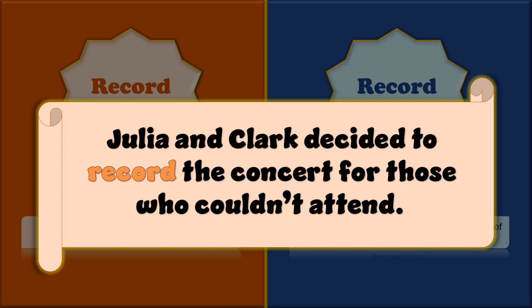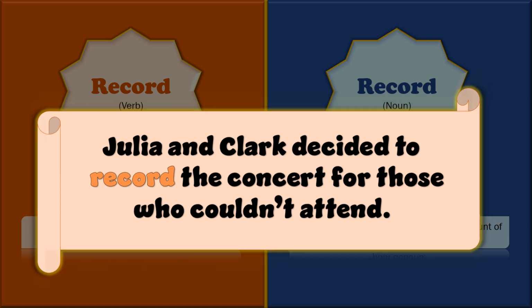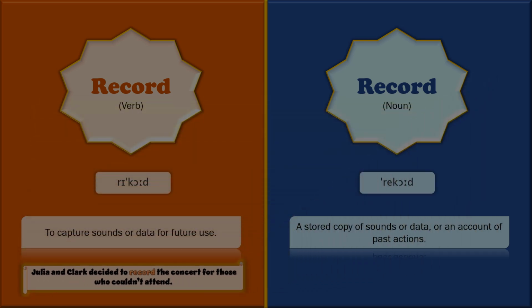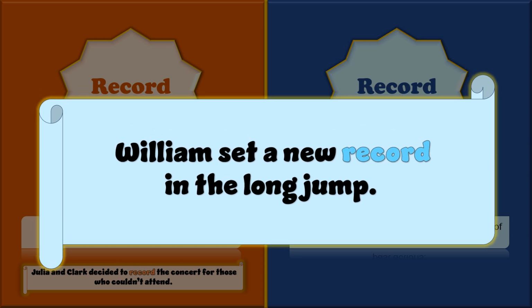Read each example sentence carefully, paying attention to the context. Notice how spelling and pronunciation match the intended meaning in each sentence. Julia and Clark decided to record the concert for those who couldn't attend. William set a new record in the long jump.